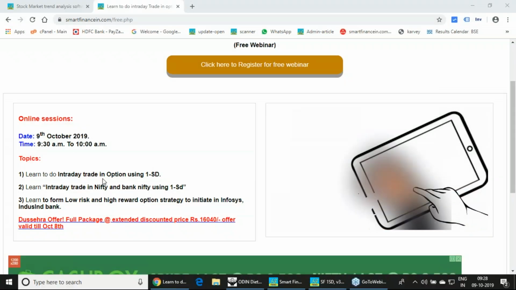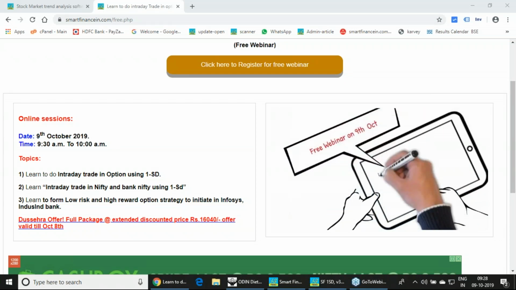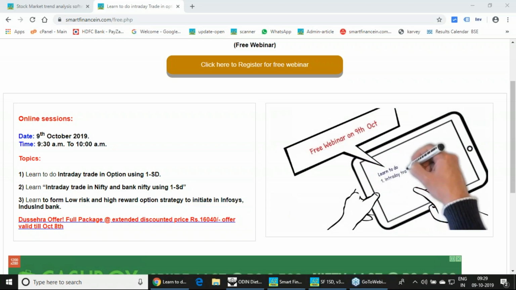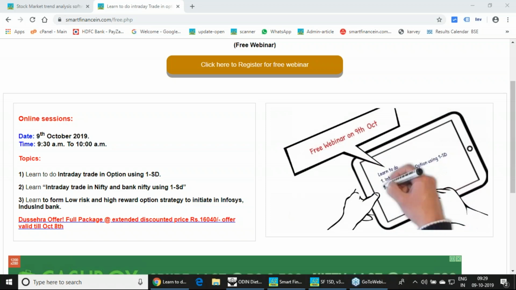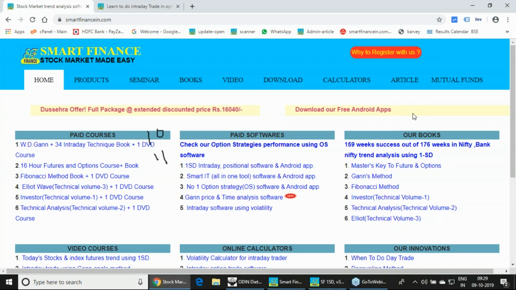Today's event: intraday trade in options using one standard deviation, intraday trade in Nifty and Bank Nifty using one SD, and how we can form a low risk, high reward option strategy in Infosys and IndusInd Bank during their result time. The result season is going to start from tomorrow, the 10th, with the quarterly result for IndusInd Bank, and the 11th is the quarterly result for Infosys. This is what is scheduled, and we will see how we can form an option strategy for it.